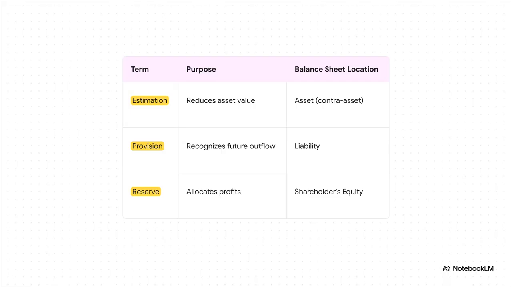And if you look at where they live on the balance sheet, it just makes perfect sense. An estimation sits on the asset side. It's a contra asset, basically chipping away at an asset's value. A provision? That's over on the other side, as a liability. It's something the company owes.